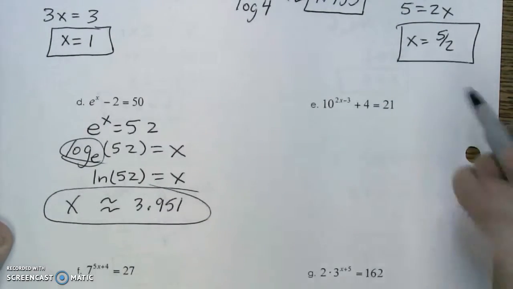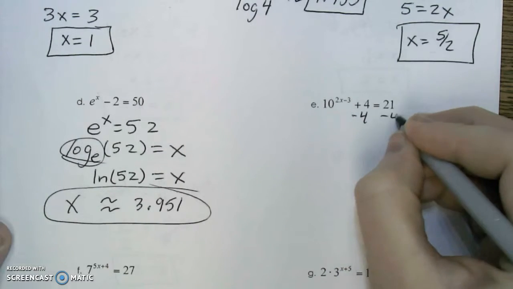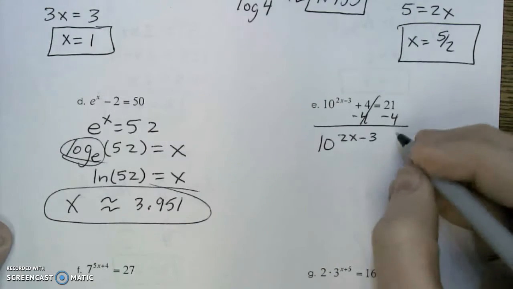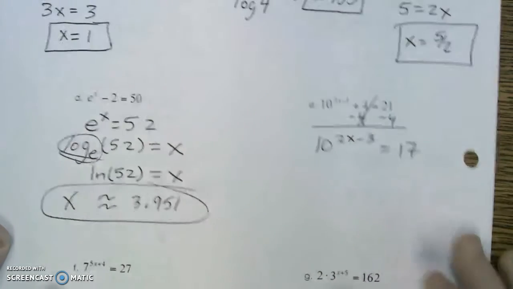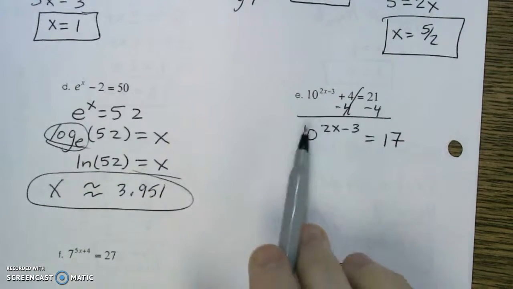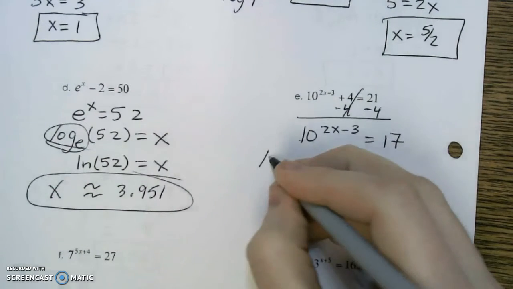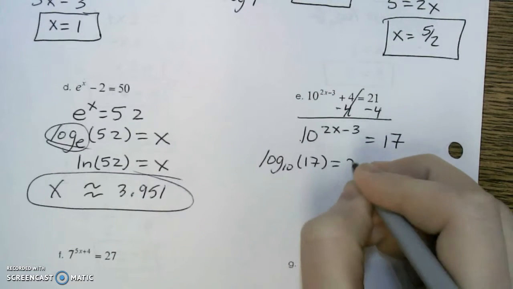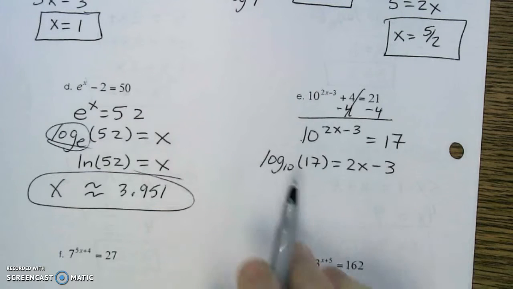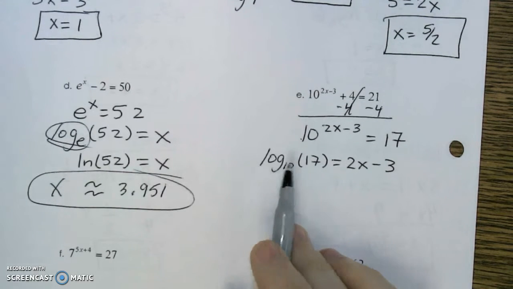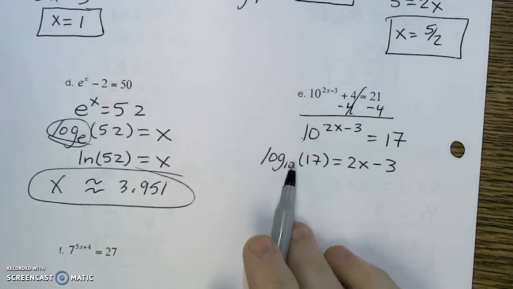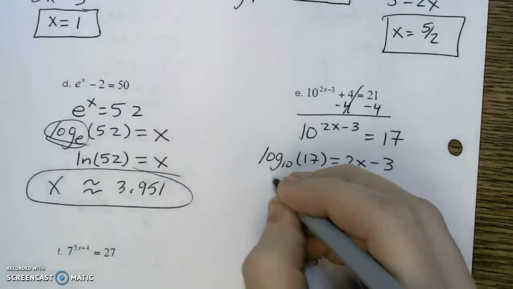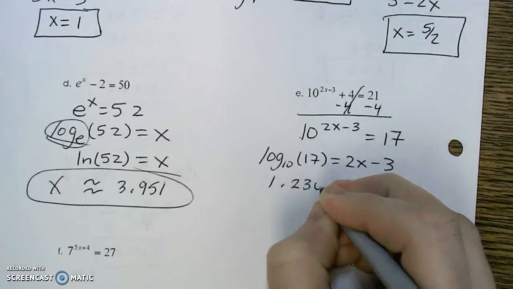Again, here we need to simplify first. We need to subtract 4 to the other side to start. And so you get 17. And then there's no way to get 10 and 17 to have a matching base, so we're going to change it into logarithmic form. Log base 10 of 17 equals 2x minus 3. Remember, log base 10 is what your calculator does. So we don't need the 10. It can be an invisible 10. So you can just type in log 17 into your calculator, and the calculator will give you 1.230 if you want to try that.